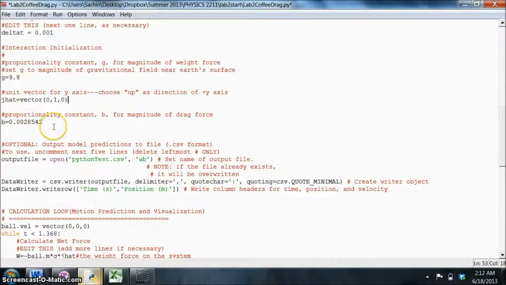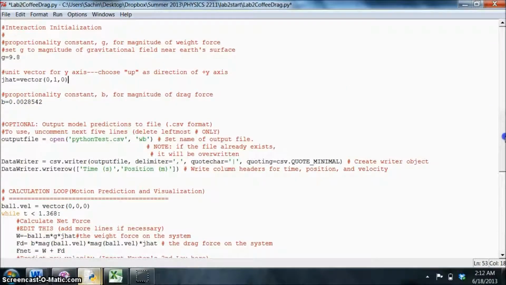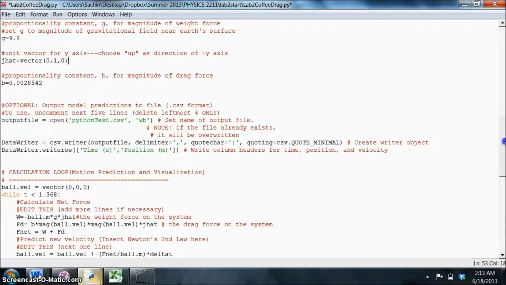B is our drag coefficient, and we had to find B through a method of trial and error, just like we were shown in the videos. And I found my number to be precisely this, and this number, even though it seems kind of small and weird, is actually the precise amount. And this value, when we run it, should give us a final position that's the final position on Tracker. So I'll show you that when I run my code.